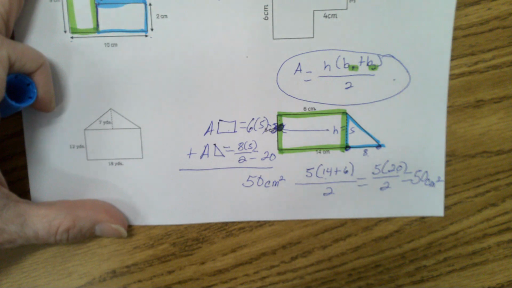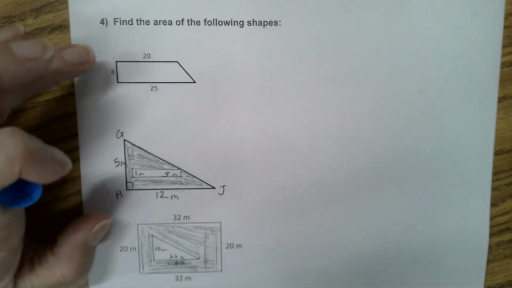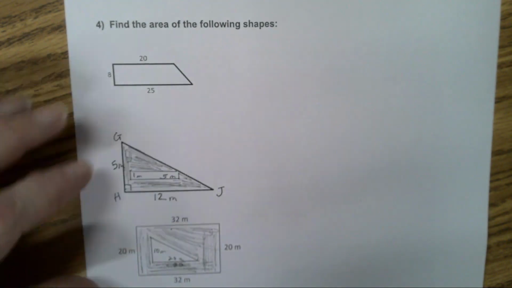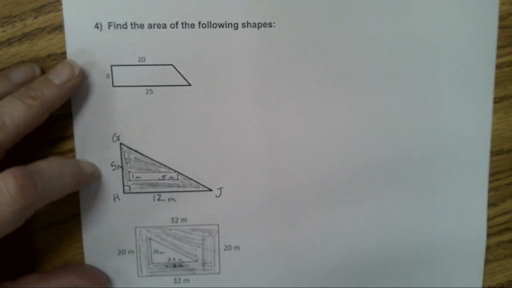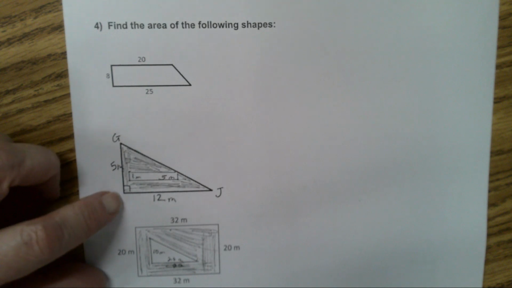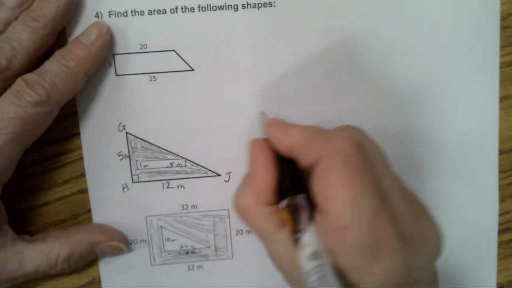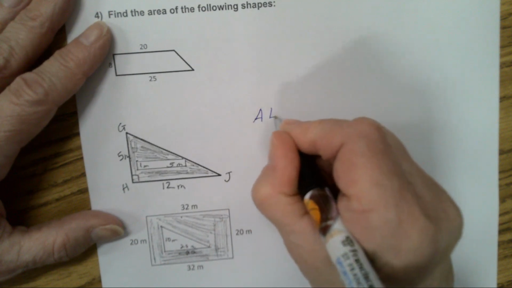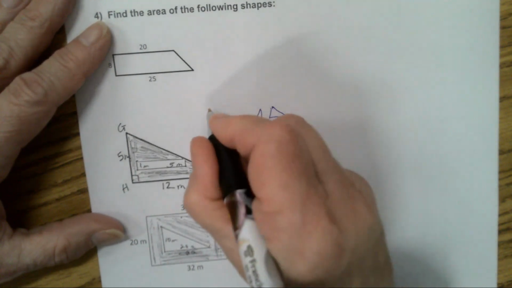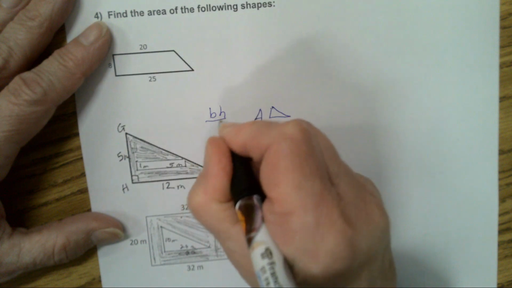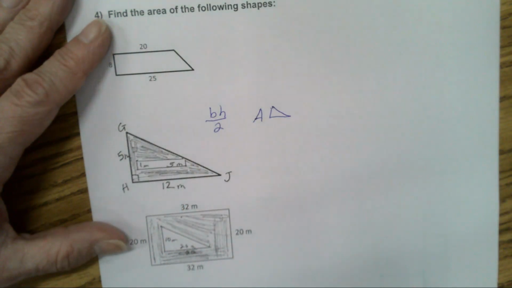All right, let's go to the back page. There's another trapezoid, but we'll skip that. Let's do this problem here. We have a big triangle with a rectangle inside of it. So to find this one, you find the area of the triangle. And remember, the formula is base times height divided by 2, right?